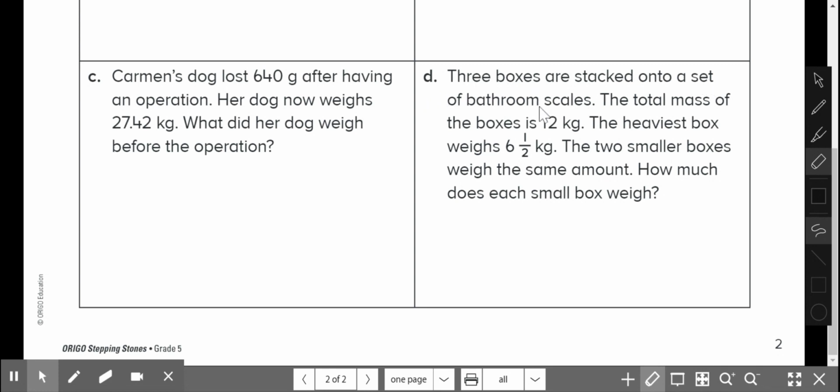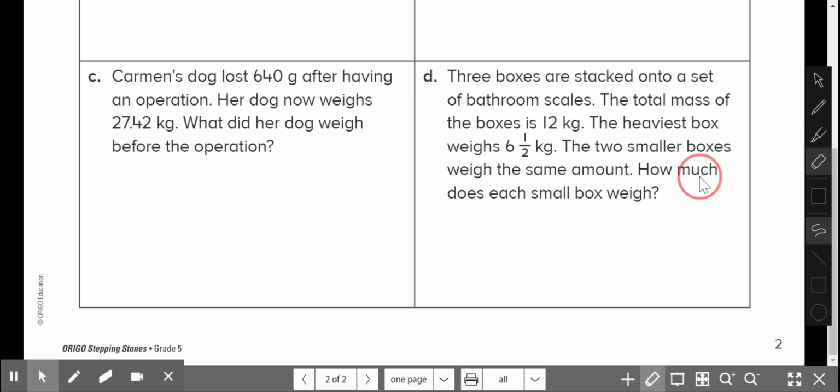3 boxes are stacked onto a set of bathroom scales. The total mass of the boxes is 12 kilograms. The heaviest box weighs 6.5 kilograms. The 2 smaller boxes weigh the same amount. How much does each small box weigh?